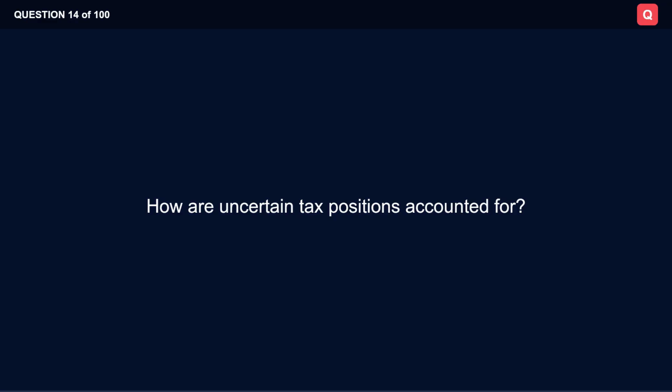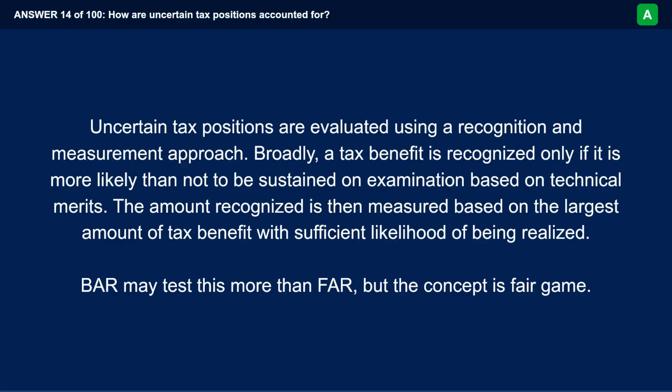How are uncertain tax positions accounted for? Uncertain tax positions are evaluated using a recognition and measurement approach. Broadly, a tax benefit is recognized only if it is more likely than not to be sustained on examination based on technical merits. The amount recognized is then measured based on the largest amount of tax benefit with sufficient likelihood of being realized. BAR may test this more than FAR, but the concept is fair game.